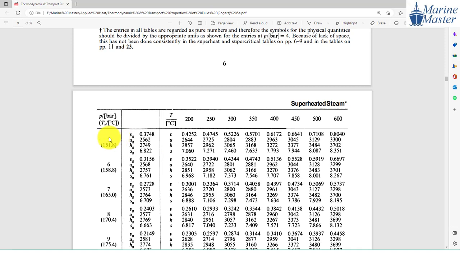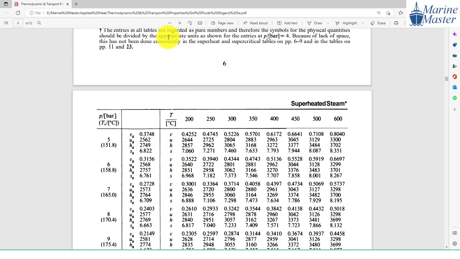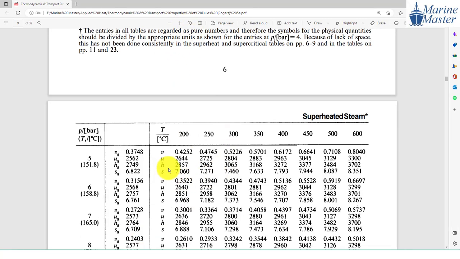So see, for 5 bar, we need the value of H. What is the value of H we have, guys? Everyone tell me. 2890. Just observe, I'm zooming a little bit. So the value of H is 2890. Now tell me, these are the different values of H.